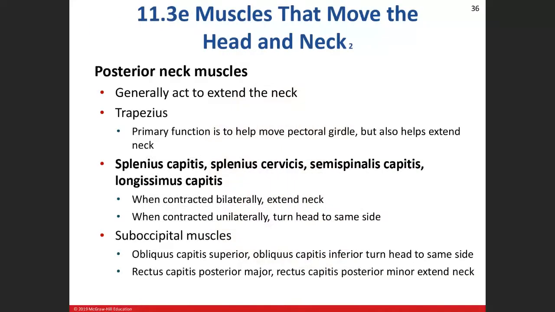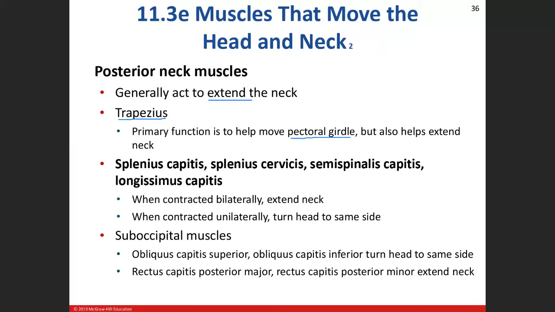All right, muscles on the back of the head. Again, they're going to extend the neck, so looking up towards the ceiling. The most superficial muscle is the trapezius muscle, okay? And again, the trapezius muscle manipulates the pectoral girdle quite a bit because of its attachment site onto the lateral portion of the scapula. It will do some neck extension.